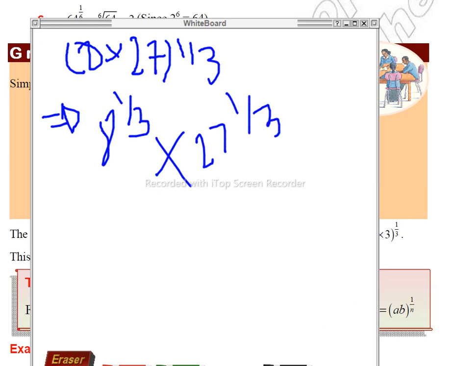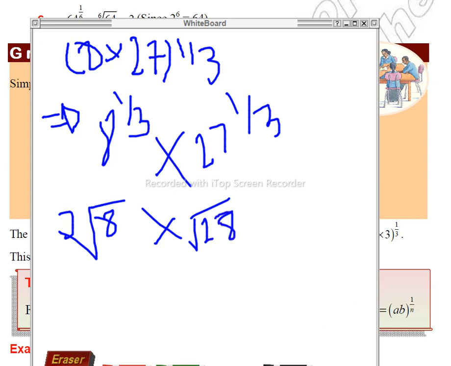So here also we can write this as cube root of 8 times cube root of 27. So this means 2, because 2 cubed is equal to 8, times cube root of 27 means 3, because 3 times 3 times 3 is equal to 27. So our answer is 2 times 3 is equal to 6. So this is our answer.